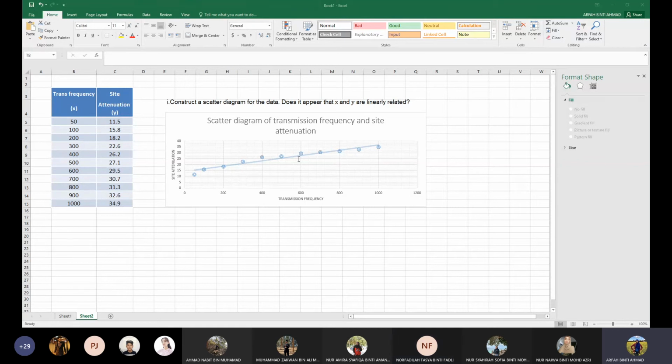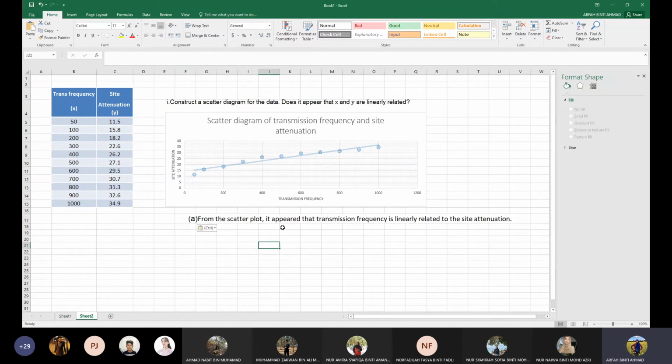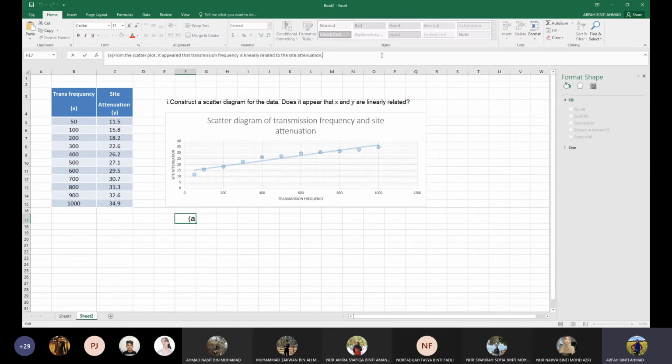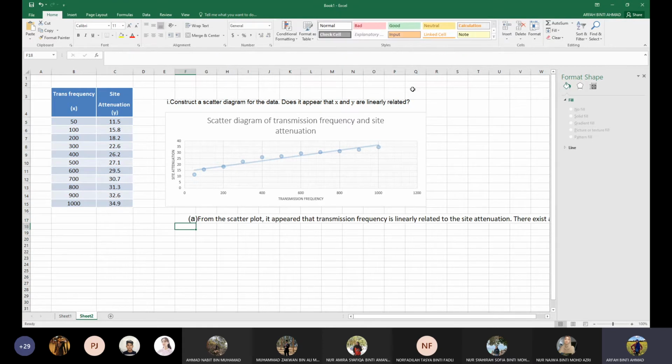Okay. So from the scatter plot, kita boleh cakap it appears that transmission frequency is linearly related to the site attenuation. So ni dia punya interpretation. And we can say there exists a positive linear correlation between transmission frequency and site attenuation. So ini adalah dia punya interpretation.